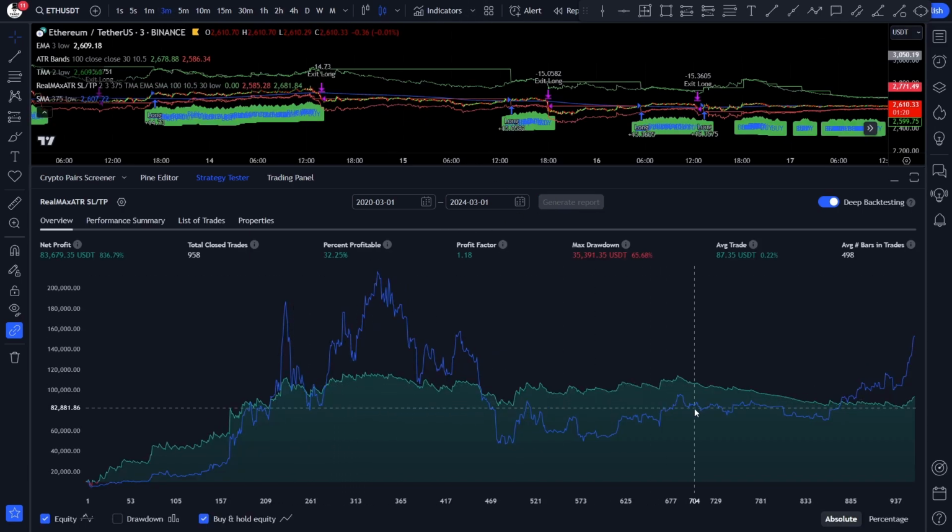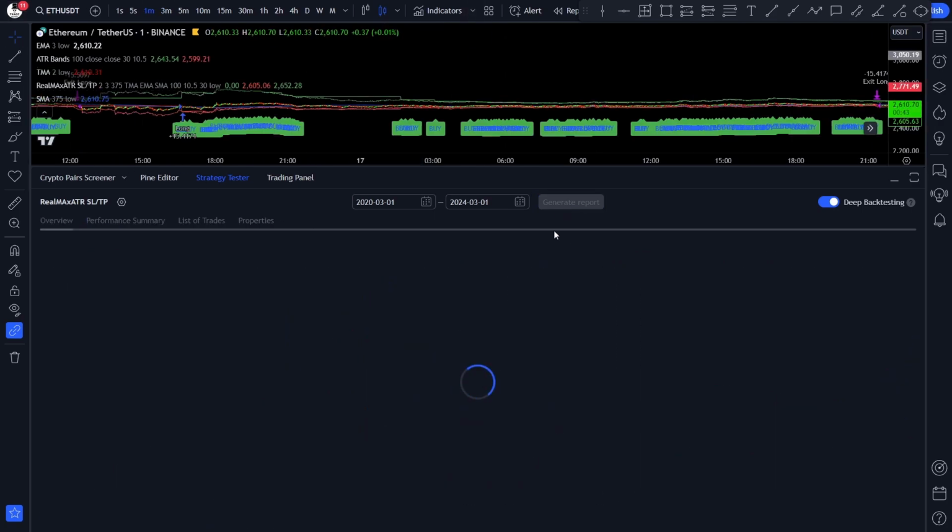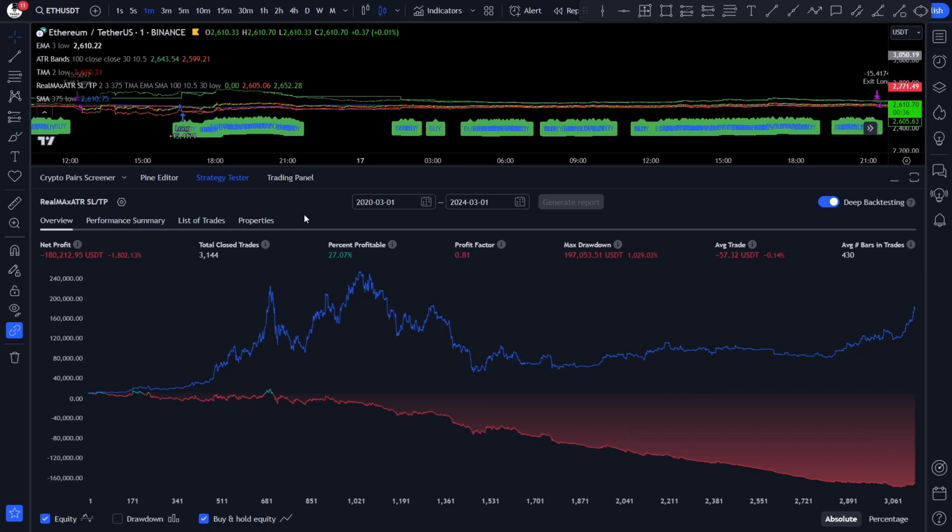This is the 3-minute. Similar results, over 800% net profit, but now around 1000 total gross trades, and a bit lower 65% maximum drawdown, which is again just too big. What about the 1 minute? And the 1 minute is the limit where this strategy starts losing money, and that's because of the fees.